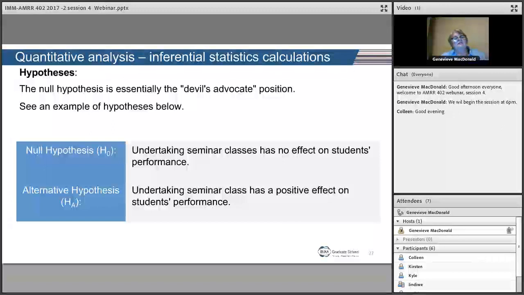The null hypothesis is basically your devil's advocate position, where you are saying, for instance, undertaking classes has no effect on performance. This is your devil's advocate. And then the alternative hypothesis, it has a positive effect on student performance. Very simple example. But then you need the large sample and you need the correct tests to actually then test these hypotheses.